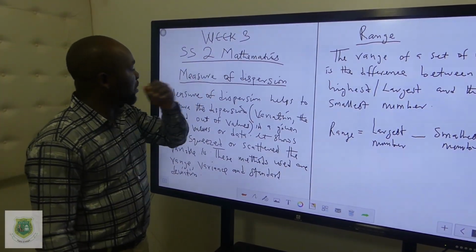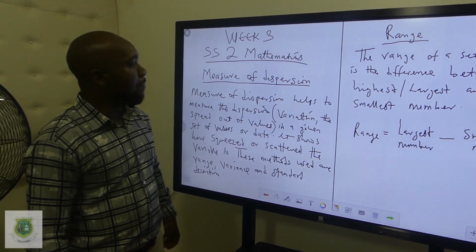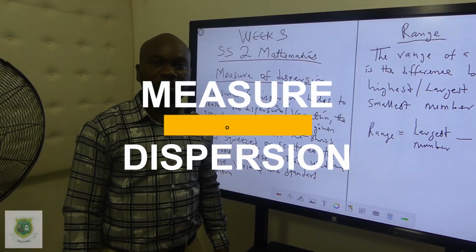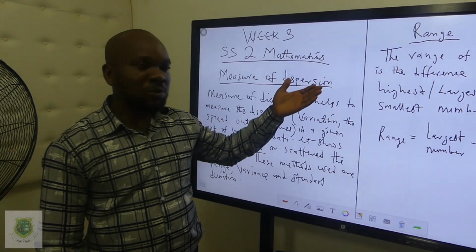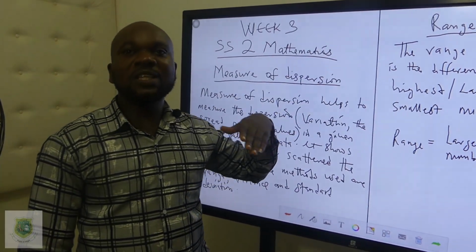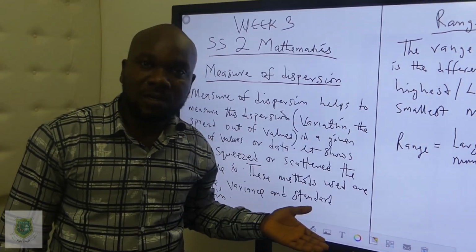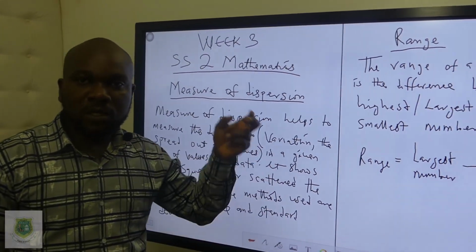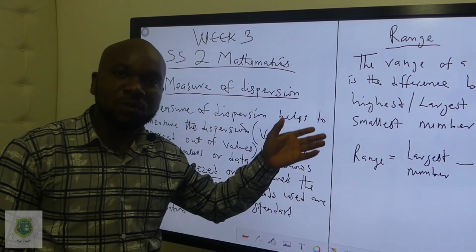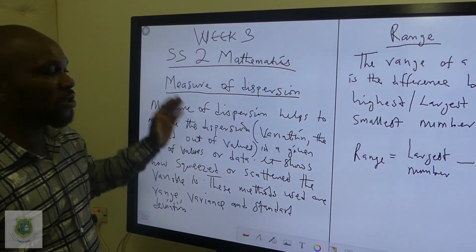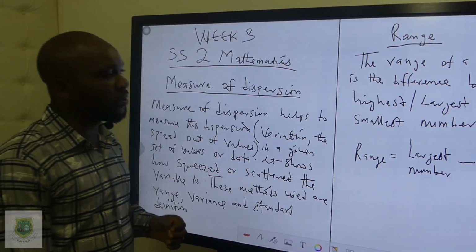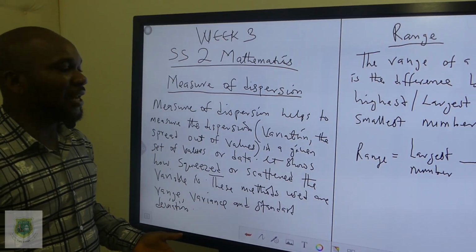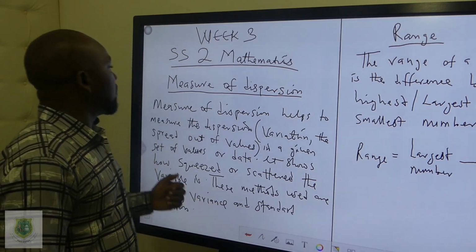So today we are going to look into what we call measure of dispersion. Remember, in our previous class we have done measure of central tendency. We made mention of the mode, the mean, and the median in that one. This one now is what? The measure of dispersion. In this one we are going to look at what we call the range, the variance, and the standard deviation.